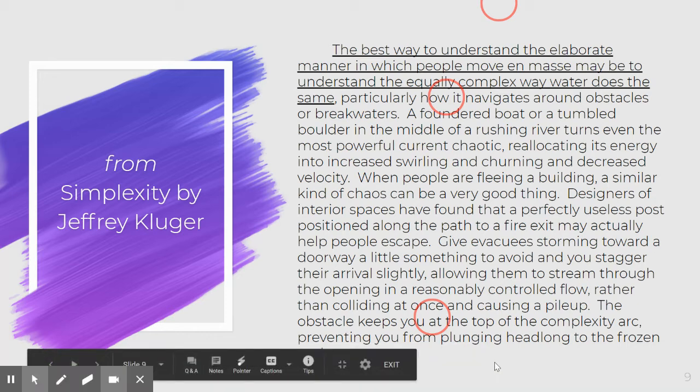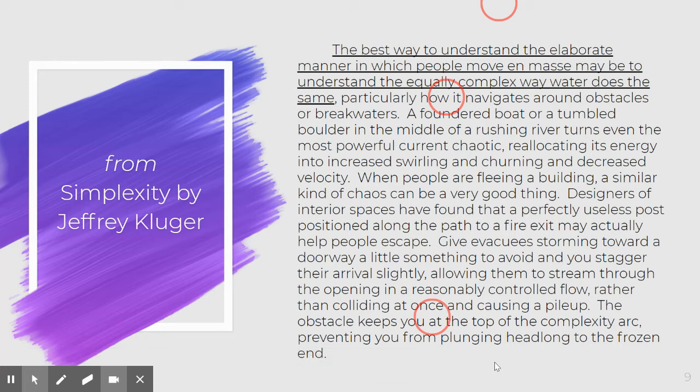Take a moment to take in what I have read. Remember, we are finding the metaphor. He is comparing people evacuating to what?